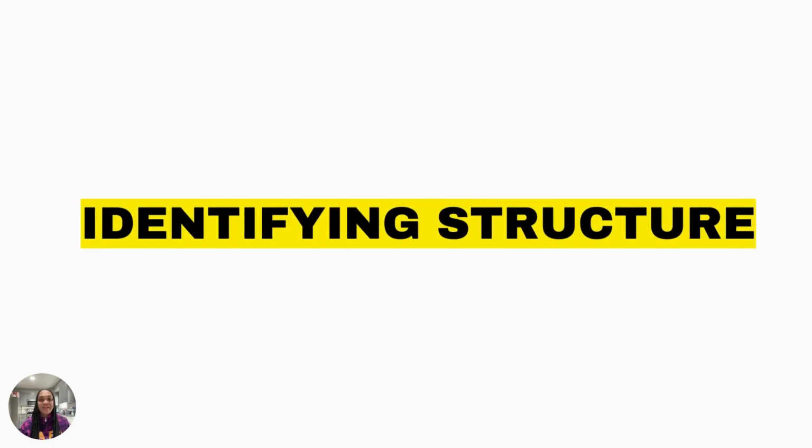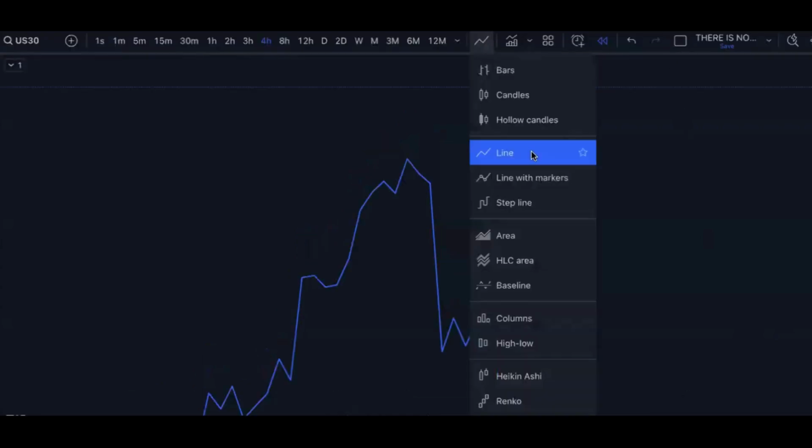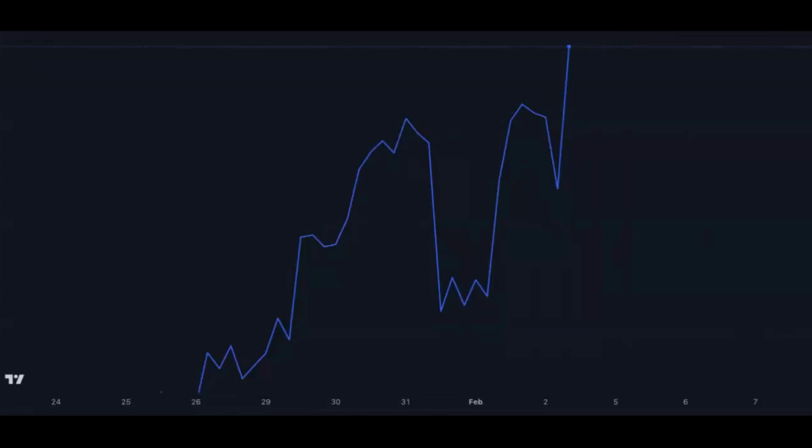Step one, identifying structure. Determining structure should be easy. And if you need a little bit of assistance, head up to where your time frames are and select the line chart. This could be really helpful in determining structure if you are having a hard time. Now, determining structure is fairly easy. Is this an uptrend or is this a downtrend? We're using US30 for this particular demonstration.